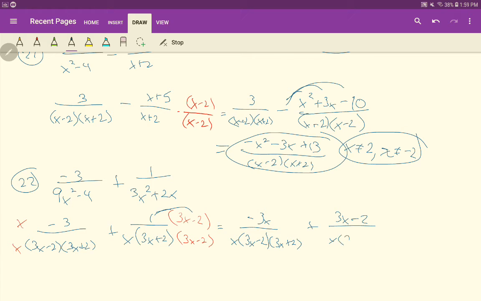And then x, 3x plus 2, 3x minus 2. Okay, and then combine like terms here, right? So again, the minus 3x and the 3x will cancel, so you're just having a negative 2 in your numerator over x times 3x minus 2 times 3x plus 2.